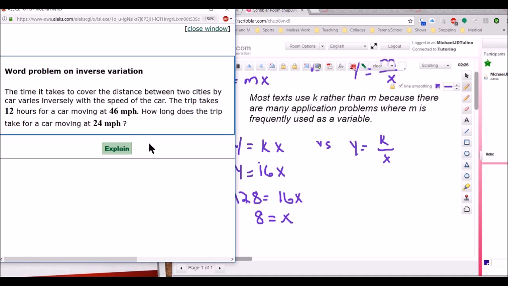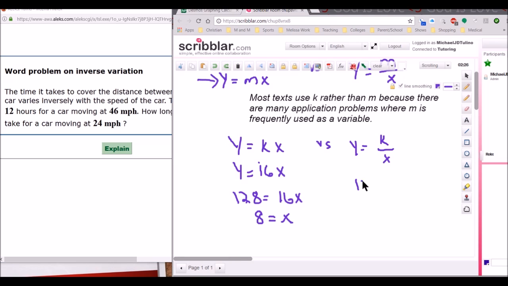All right, so let's figure out what that k is. So 12 hours, 46 miles per hour. 12 is the result, so that's going to be the y. So we have 12 equals k over x, and so that's going to be 46.